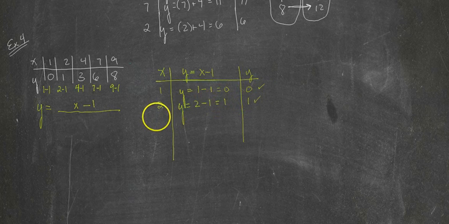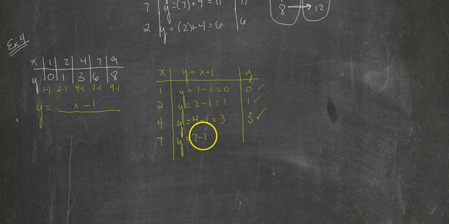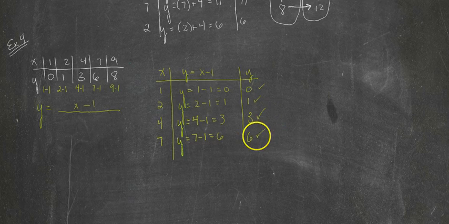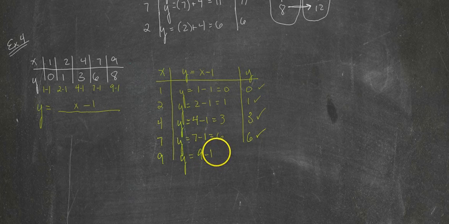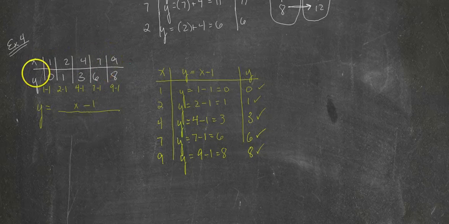That one worked. Put in a 4 for x. y equals 4 minus 1, which equals 3. That's true. 7. y equals 7 minus 1 gives me 6. That's exactly what I got here. And for 9, y equals 9 minus 1, which equals 8. And that's exactly what I got here. So I know that the rule for this table of input and output values is y equals x minus 1.